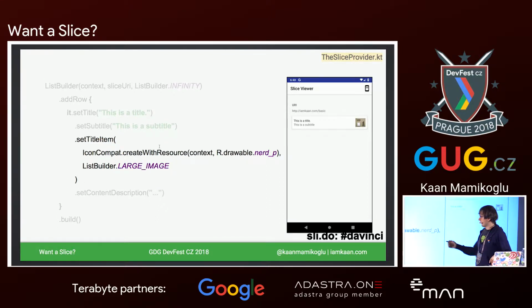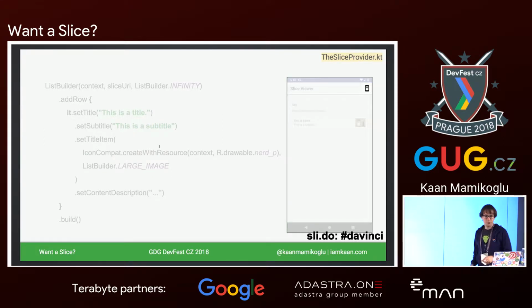So instead of an icon, you can set a large image, which displays a bigger image instead of an icon. In this slice viewer it doesn't display, but normally you would see a bigger image, for example, because it's a large image. There's also a small image as well.